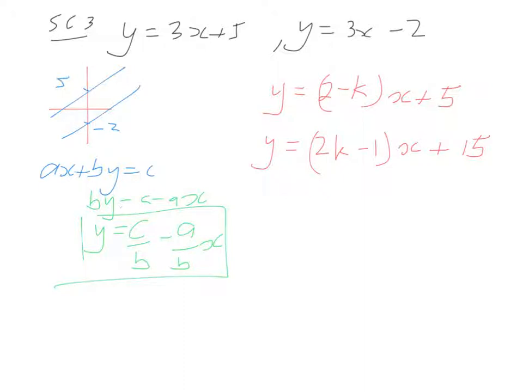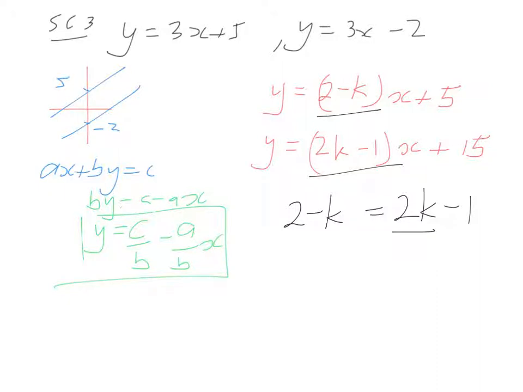As well as that, you can be given things like this. We've got one graph here, y equals (2 minus k)x plus 5, and then another one, y equals (2k minus 1)x plus 15. We want to say that if they have no solutions, so if these two do not intersect, what does k have to equal? To find that out, we let the gradients equal each other. So I'll say 2 minus k equals 2k minus 1. And then we solve for k.